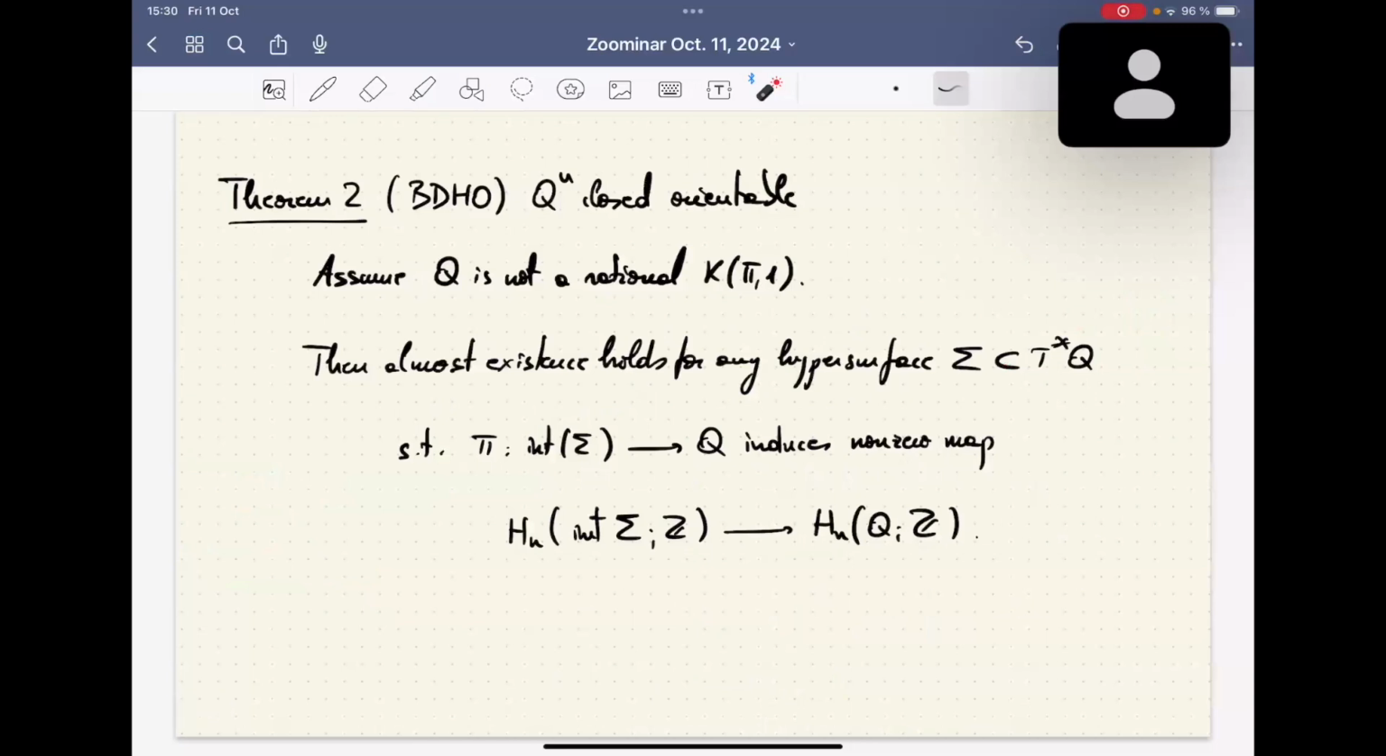Here's another statement which does not make use of any such artificial manifold coming from nowhere. We assume that Q is not a rational K(π,1). As soon as the projection map from the interior of sigma to the zero section induces a non-zero map in n-dimensional homology, we have almost existence.